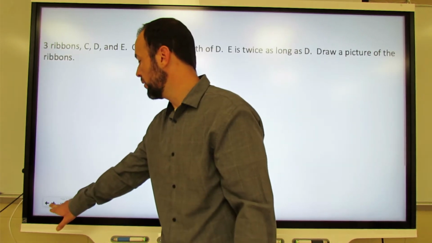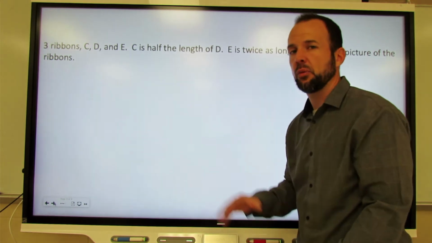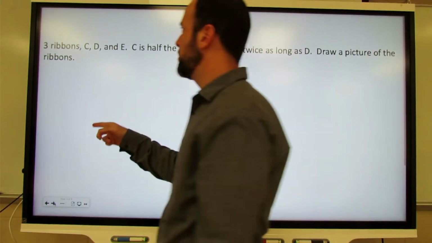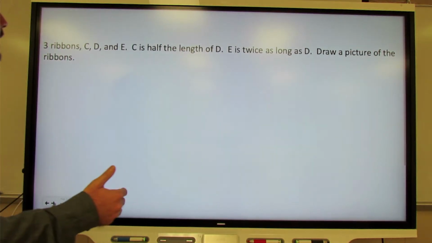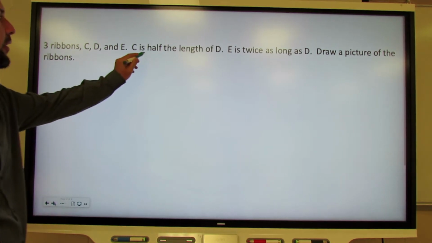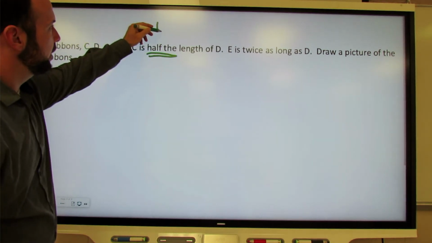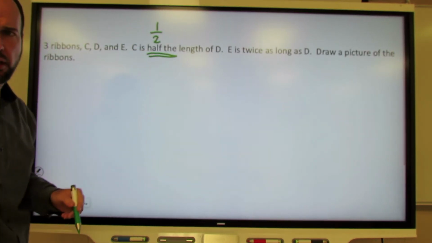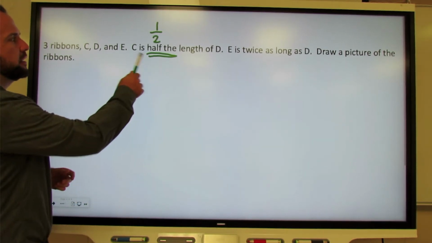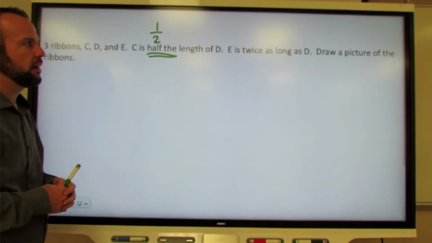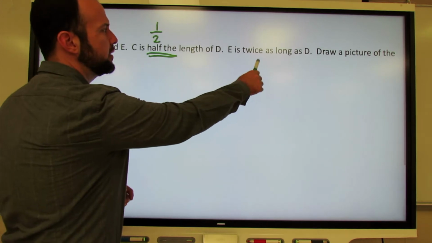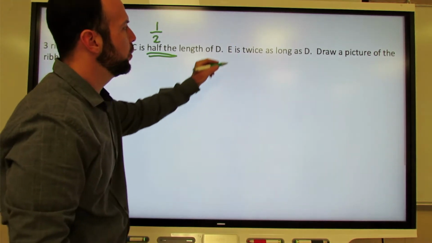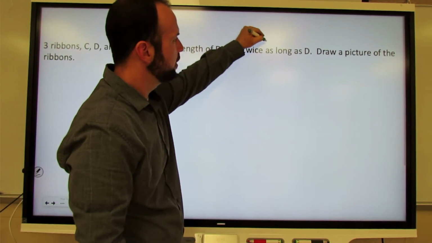Moving right along here, we're going to take a look at this one. We have 3 ribbons this time. Ribbon C, D, and E. C is half the length. I'm just going to sketch some notes up here while I'm thinking of it so I can make those comparisons. C is half the length of D, and E is twice as long as D.